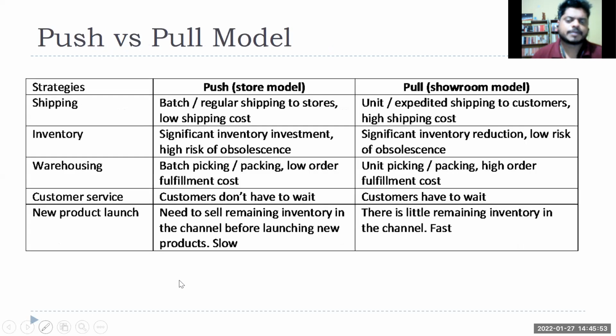Then what are the differences between these two models in these 5 parameters? Shipping: how do you ship your products in these two types of model? So first let's discuss and take one example each so that understanding will be clear. Let us say this is Amazon or a Maruti showroom, something like that. So how does shipping happen?